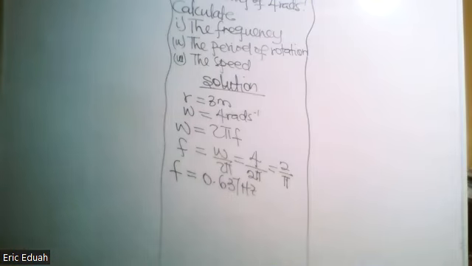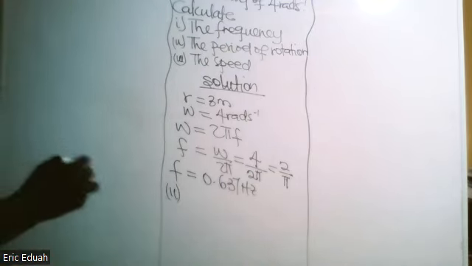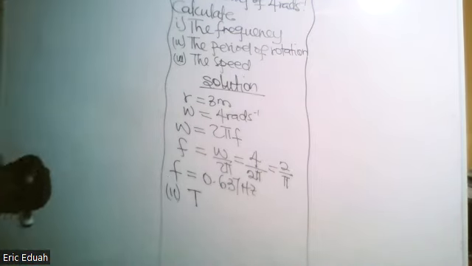So 0.637 hertz is the frequency. Help me find the second question. We are to determine the period. How do we determine the period?